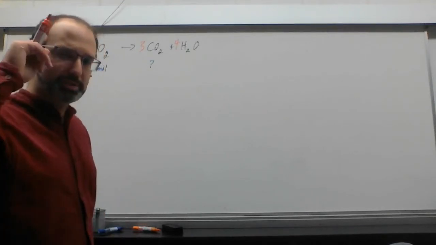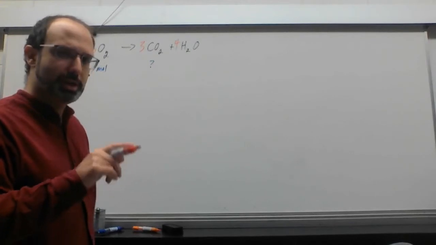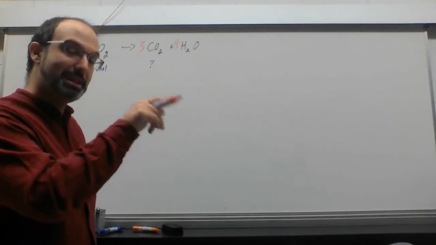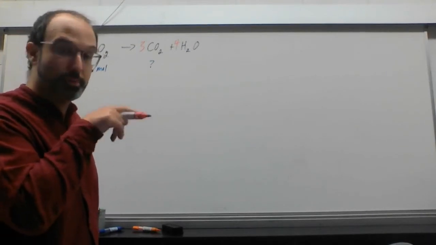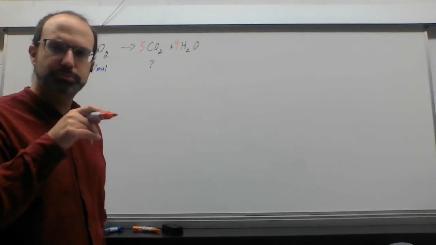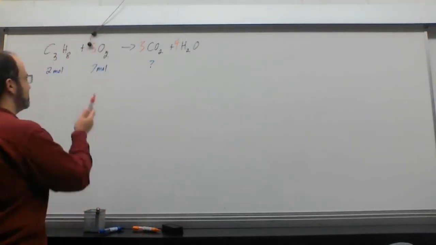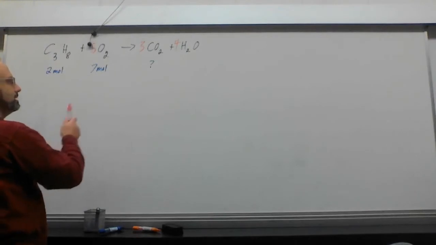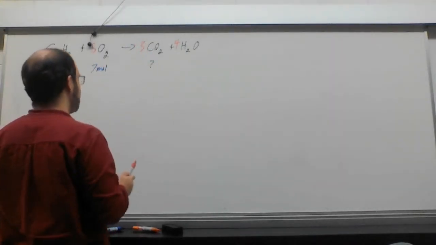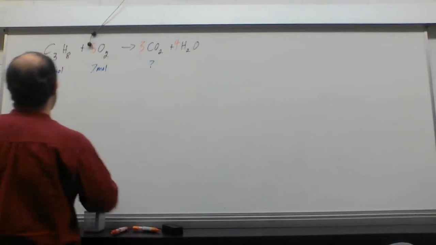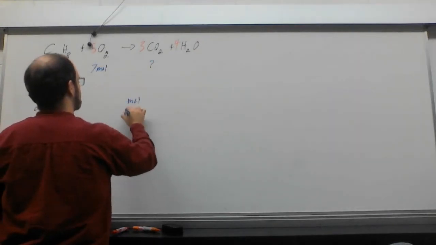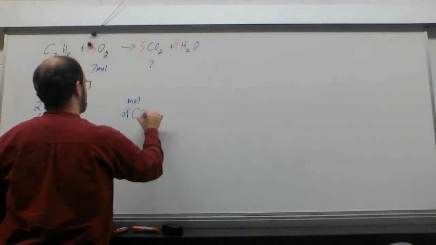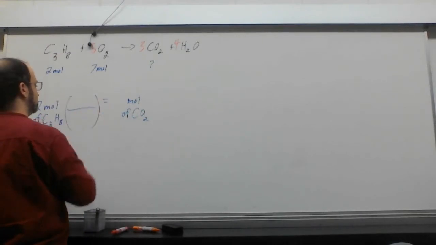Well, think about what we did with the sandwich. We then worked out how many sandwiches we could make with each of the different reagents, with each of the different reactants, right? With the bread, with the cheese, and with the meat. So let's do the same thing. We have 2 moles of propane. How many moles of carbon dioxide can we make with that? All right, let's give it a try. 2 moles of C3H8, and I want moles of CO2 equals.